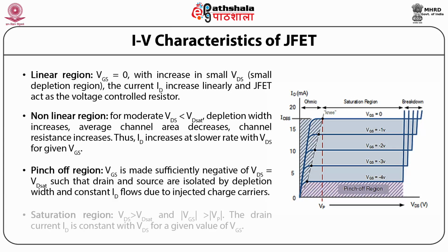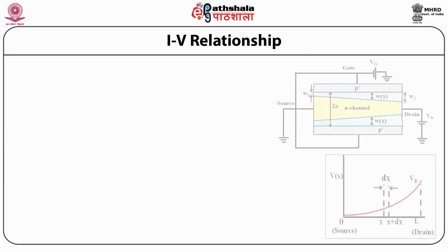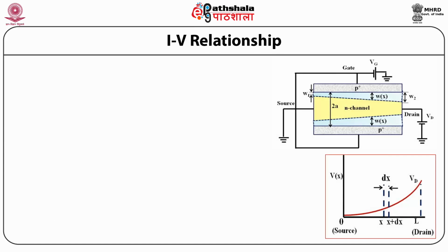The last region is your saturation region, where VDS is greater than VD saturation, and we can say that the modulus of VGS is greater than the modulus of VP. So here the drain current ID is constant with VDS for a given value of VGS. The theoretical characteristics of JFET.